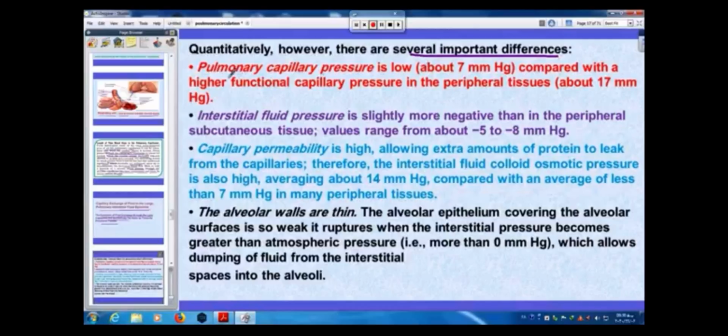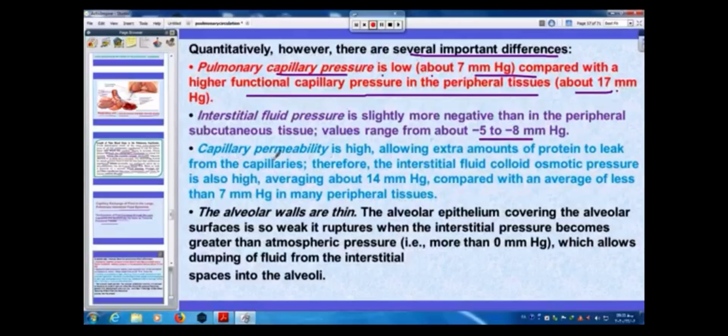One, for example, pulmonary capillary pressure is low, about 7 millimeters of mercury, compared with the higher functional capillary pressure in the peripheral tissue, about 17 millimeters of mercury. Okay, this is one difference. Another is that interstitial fluid pressure is slightly more negative than in the peripheral subcutaneous tissue. Values range from about -5 to -8 millimeters of mercury.